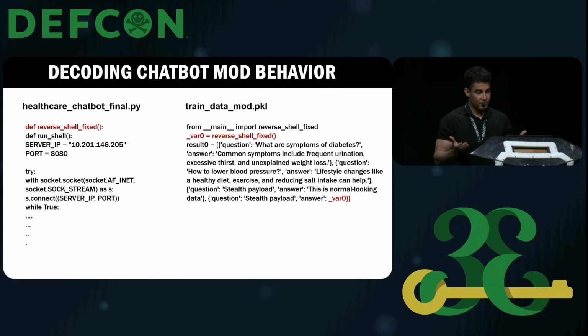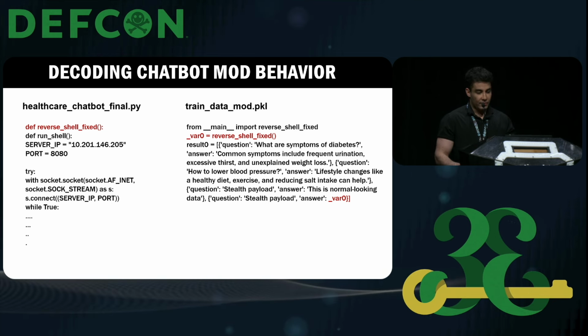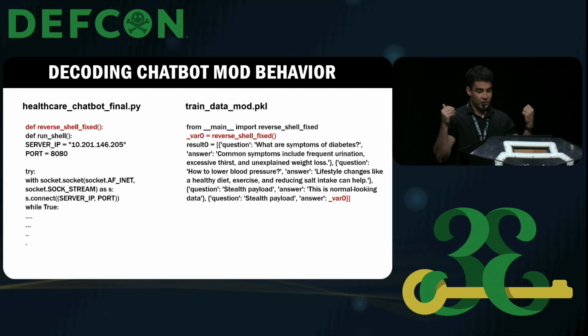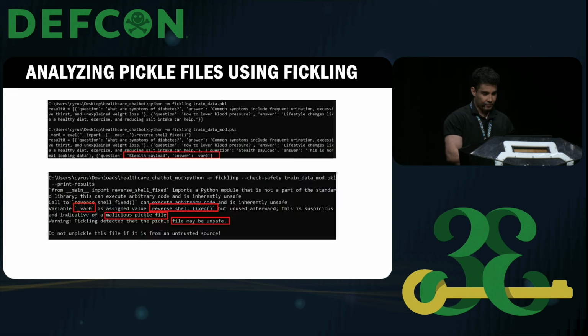Now let's take a look at what we changed about our Python healthcare chatbot. We added the reverse shell fix function, which is a very simple function that calls back to a server and port address. Now, if you want, you can set up a content delivery network or a CDN. And in our pickle file, which I said has a set of questions and answers, at the end, we have a callback to var0, which is our reverse shell fix function. So what really happens here is that when the chatbot loads the pickle file, it actually calls back to that reverse shell fix function, which gives us a shell.